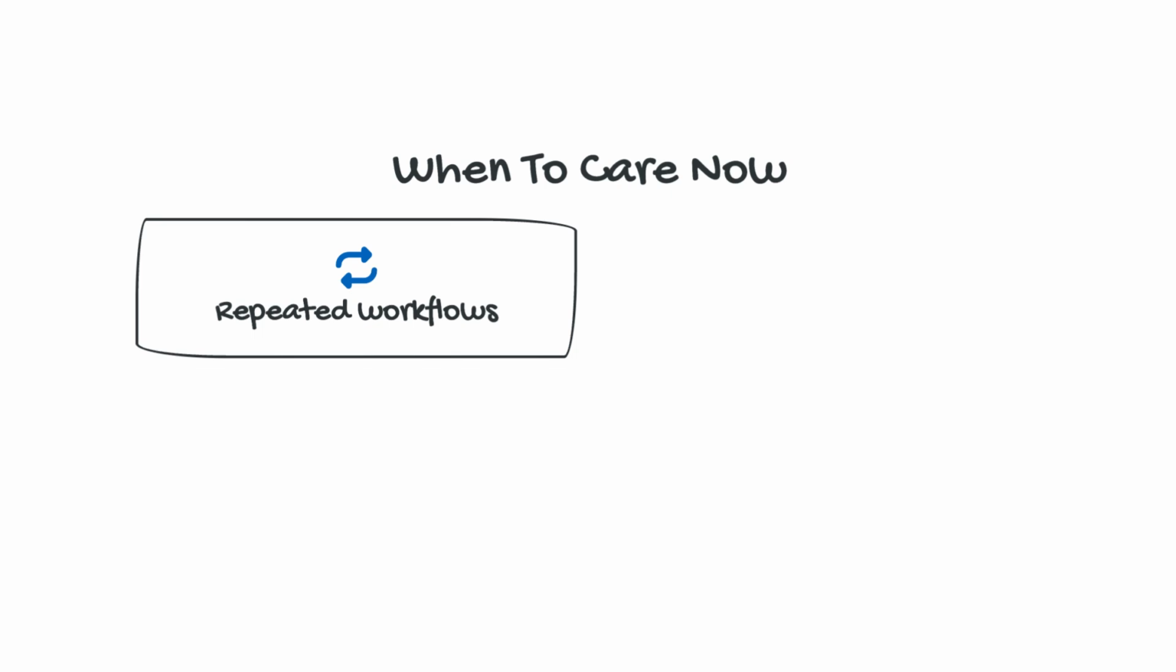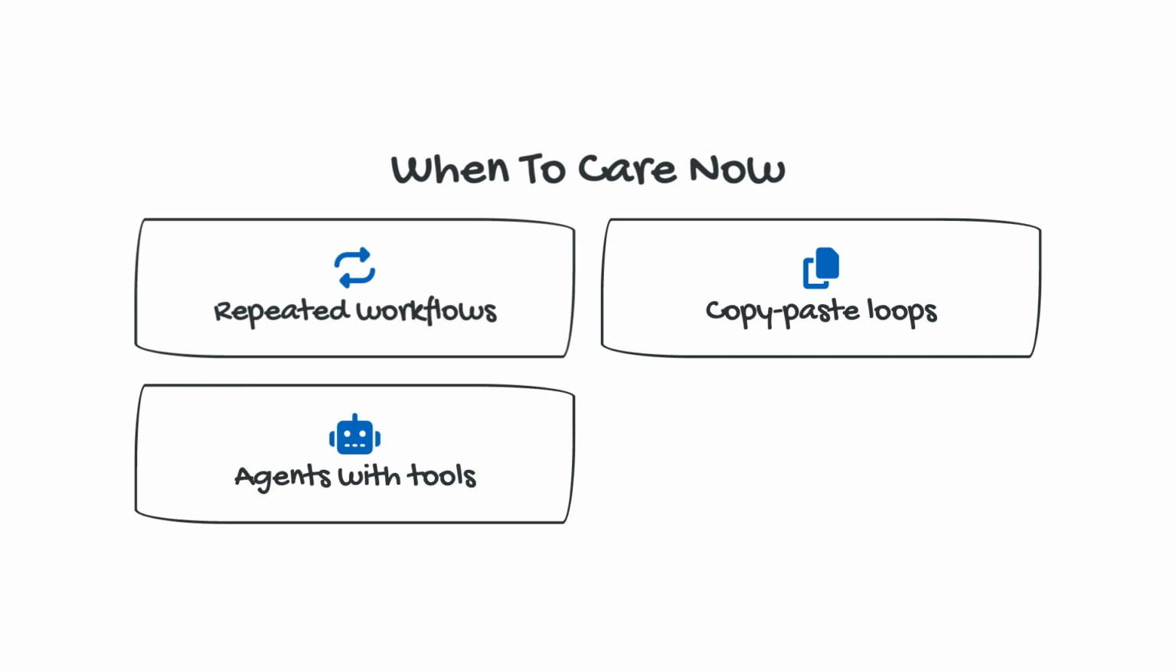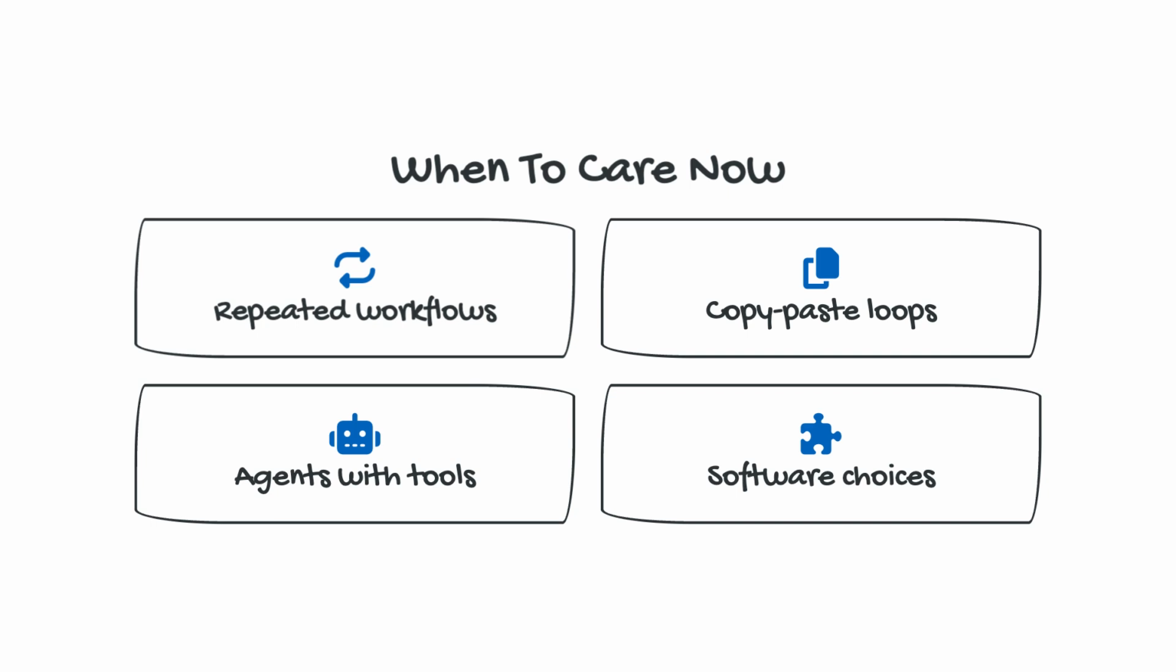So when should you care right now? Care if you use AI inside repeated workflows. Care if your team keeps pasting the same information into multiple systems. Care if you are building agents that need tools, memory, files, APIs, or databases. And care when choosing software, because MCP support signals that a product can join a wider agent ecosystem.